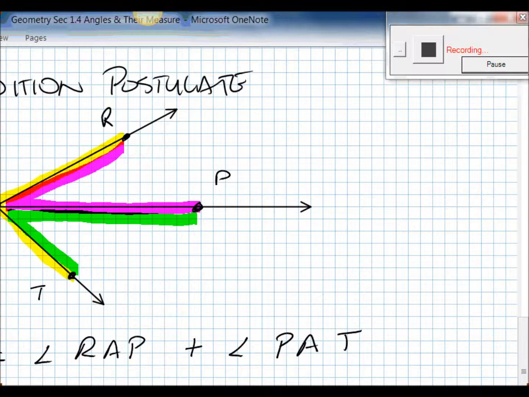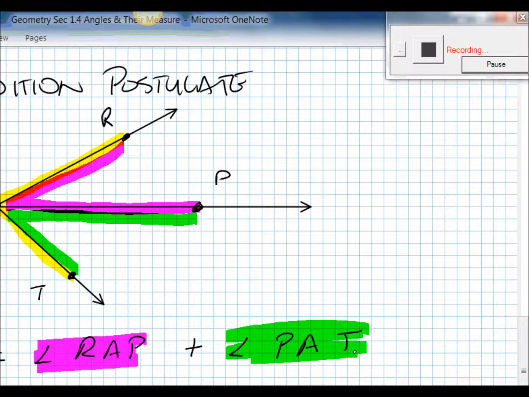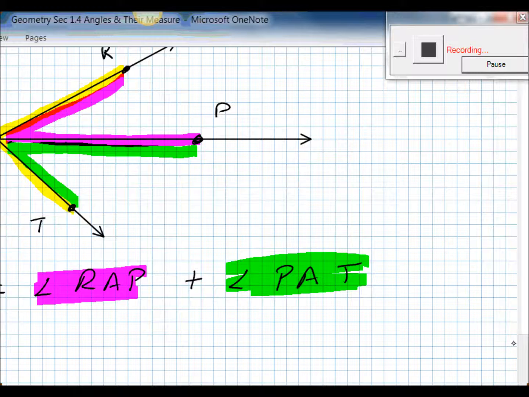So I'll highlight those angles again for you, okay? Our first one, our big yellow one, the big one, yellow on the outside, RAT, is equal to the pink one, which is right here, plus the green one, which is this one over here. So we are allowed to break up an angle into a collection of smaller angles, and that is the angle addition postulate. What do you think about that? Does it make sense to you? You're going to use it later today. And the last idea from this one, part of the same box, is how to classify angles.